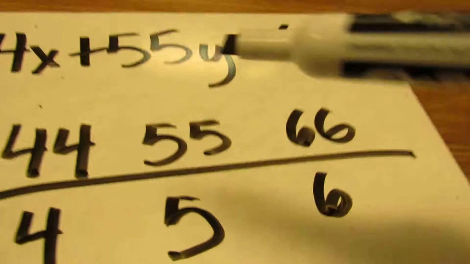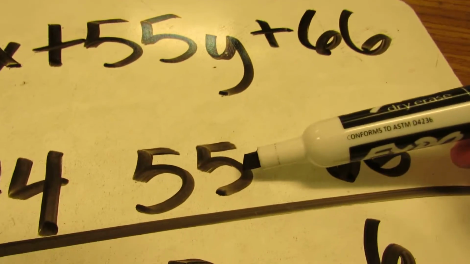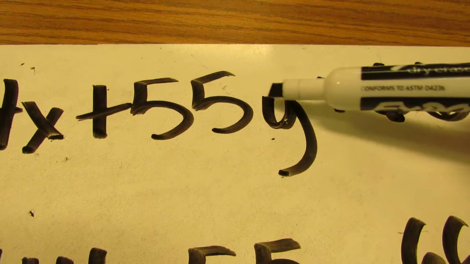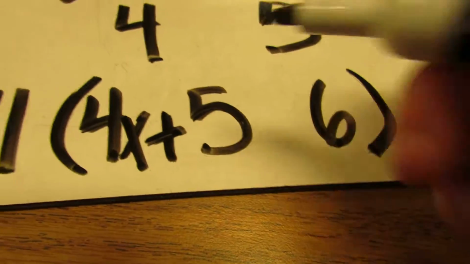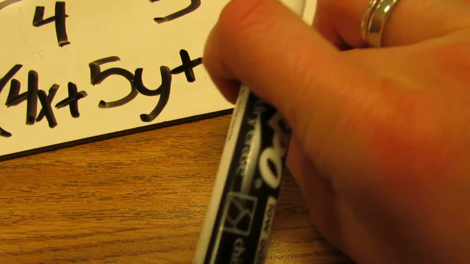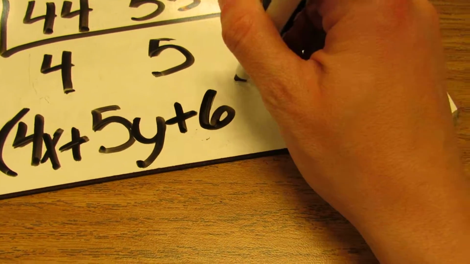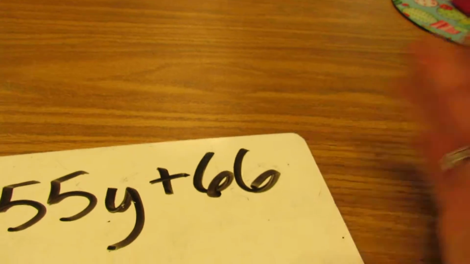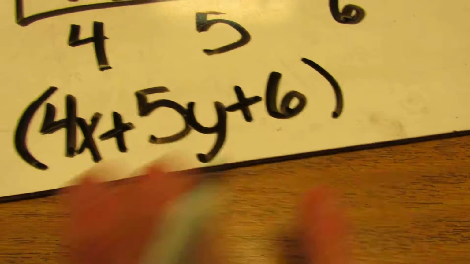Okay. Now, 5 was simplified from 55, and 55 was attached to a y, the coefficient of y. So I got to put a y down here. And there's also a plus sign, so I'm going to put plus. Oops. Now 6 was simplified from 66, and 6 wasn't attached to anything, so I can leave 6 down here.